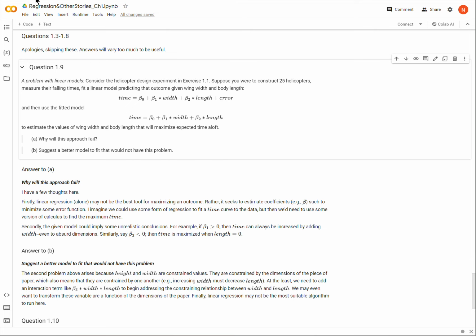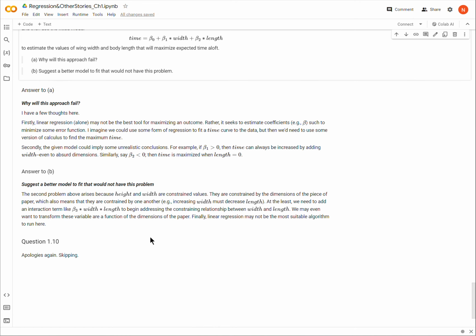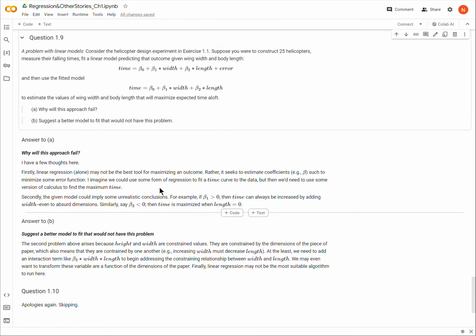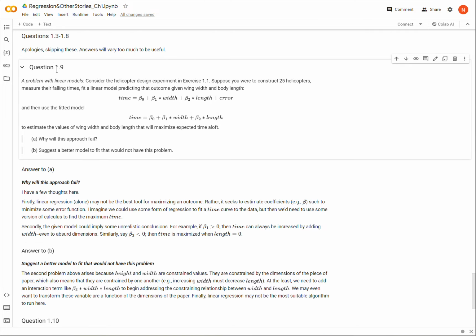Okay, so we are in Regression and Other Stories, Chapter 1, going through the end of chapter questions. And I am skipping questions 1.3 to 1.8 just because they ask you to do things that are of interest to you personally, and the answers I feel are just going to be too variable to be very useful. And similarly, I'm skipping the last question, 1.10, for the same reasons. But that does leave us with question 1.9 here.